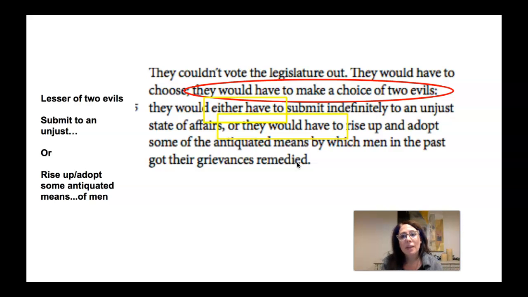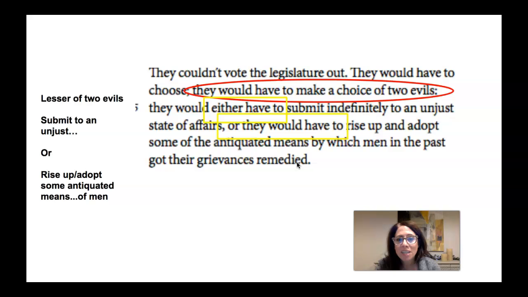Or they would have to rise up. Sounds good, but they would have to rise up and adopt some of the antiquated means or ways by which men got their grievances remedied. Okay, that's a lot of old-fashioned language. So that one might not be as quick to interpret, but antiquated is like old-fashioned, right? It's antique. And again, you don't want to adopt the same things that the men have used in this manner, because she is stating that they're in a position of power and that they might have gotten their powers in a way that is not with integrity.